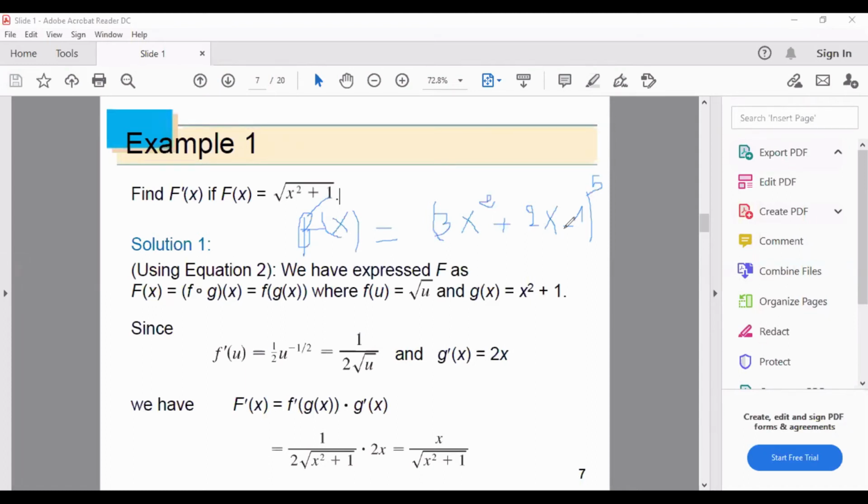Try to work it out, guys. I'll give you two minutes. Try to find its derivative. Try to evaluate the derivative of capital F of x, which is equal to (3x squared plus 2x minus 1) in parentheses, to the 5.